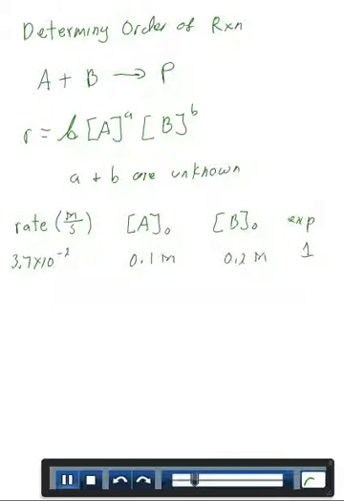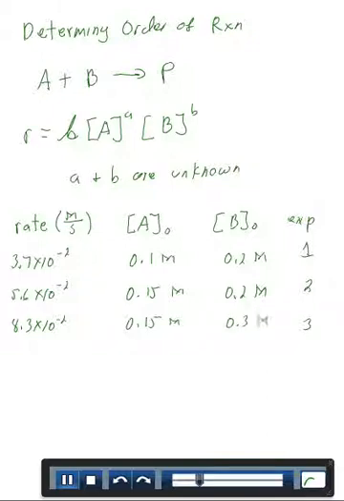Then for the second experiment, we have a rate of 5.6 times 10 to the minus 2 that we measure, and we've increased the concentration of A to 0.15 molar, and we've kept the concentration of B the same. Now for experiment number 3, we measure a rate of 8.3 times 10 to the minus 2. We've kept the concentration of A the same, but we've increased the concentration of B. Now let's see how we can use this data to determine the powers, little a and little b.